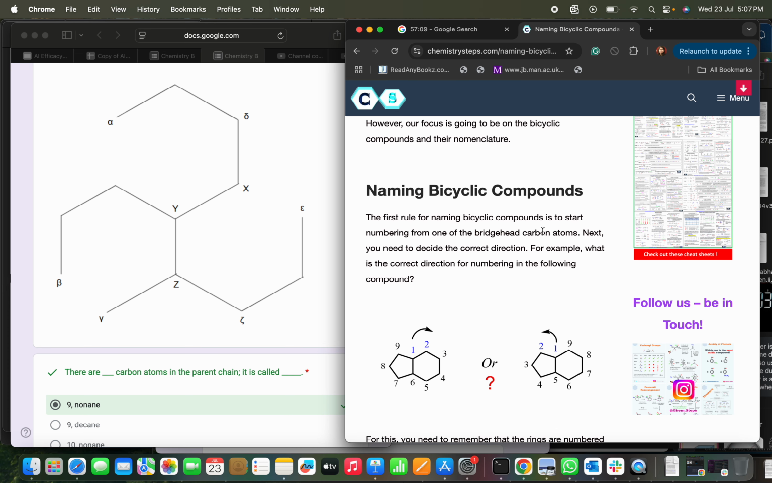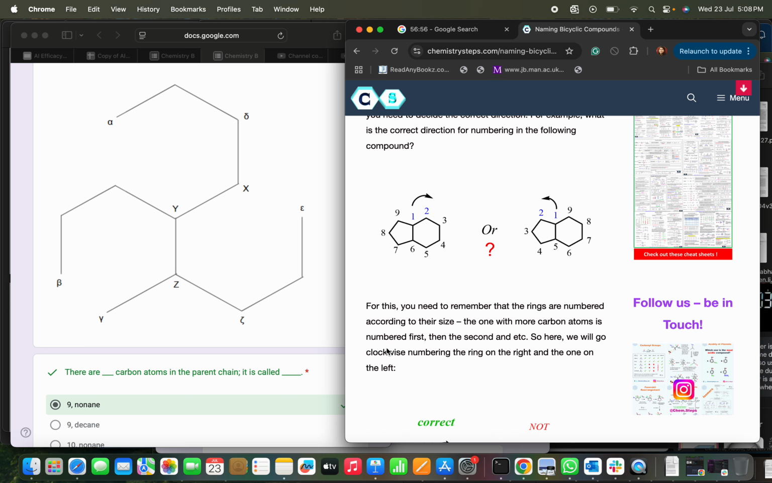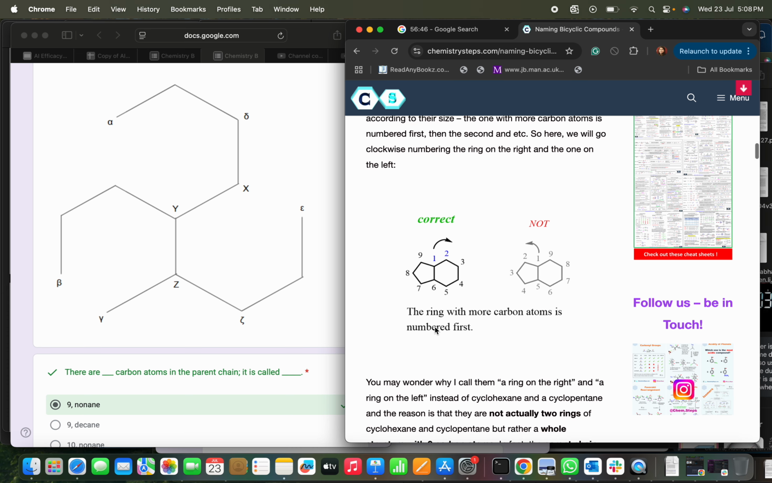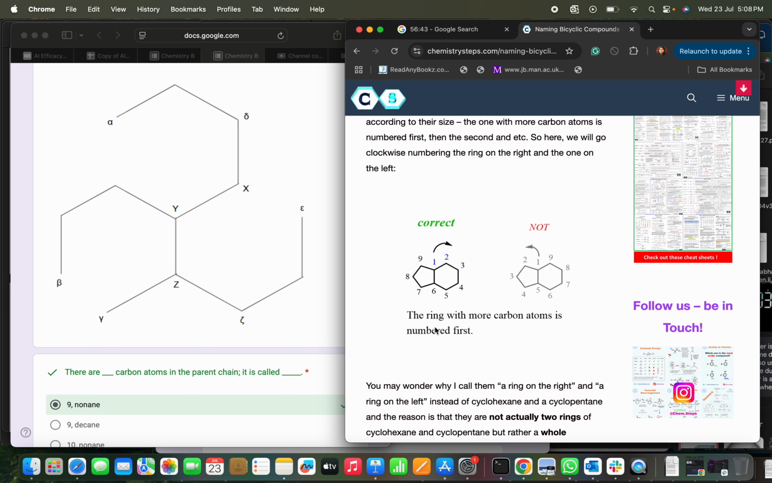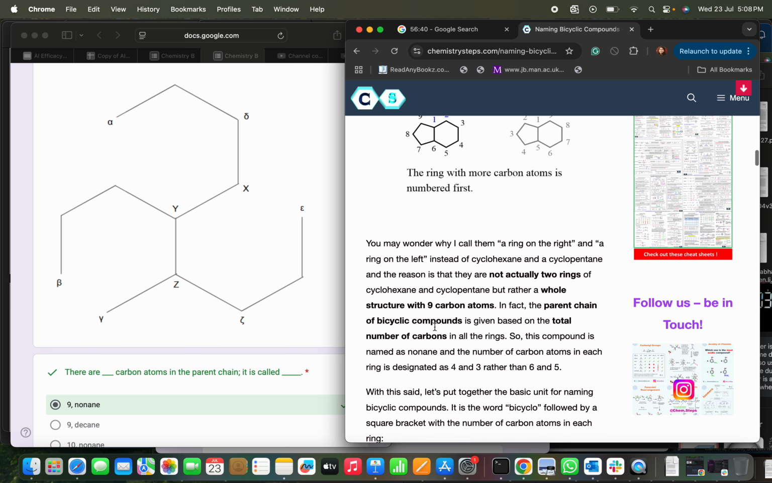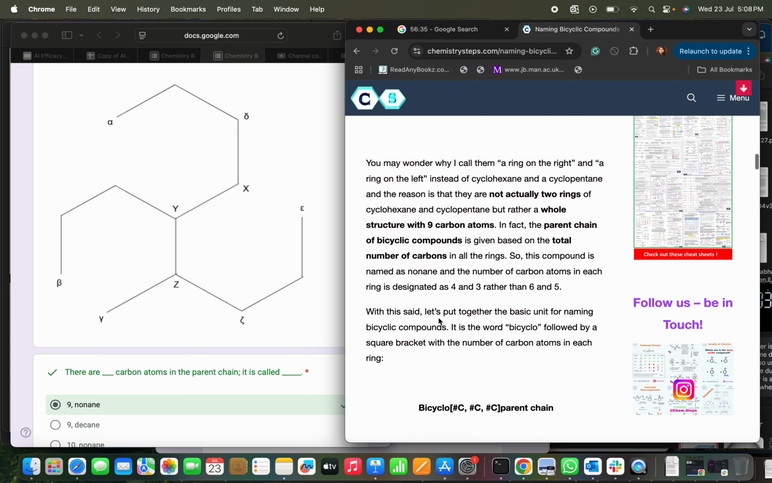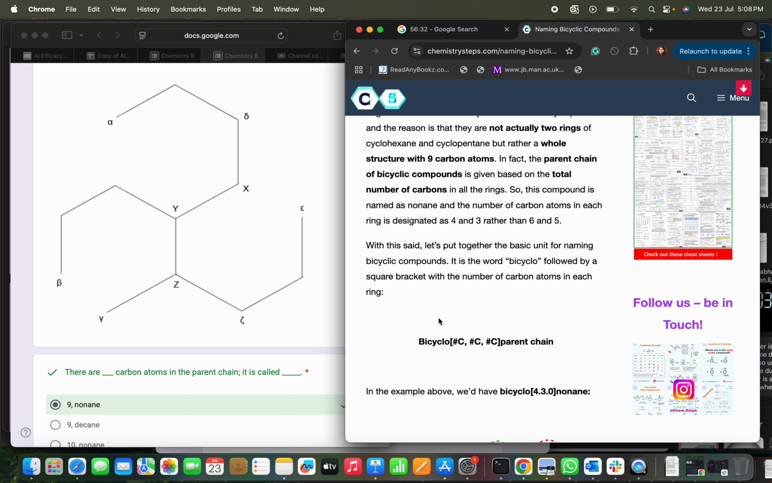The first rule is to start numbering from one of the bridgehead carbon atoms. So the bridgehead. What if I have two bridgeheads? Are there any two which are common? No. Remember the rings are numbered according to size. Here we'll go clockwise, numbering the ring on the right and then the one on the left. You wonder why I call them a ring on the right and a ring on the left instead of cyclohexane and cyclopentane. The reason is that they're not actually two rings, rather a whole structure with 7 carbon atoms.